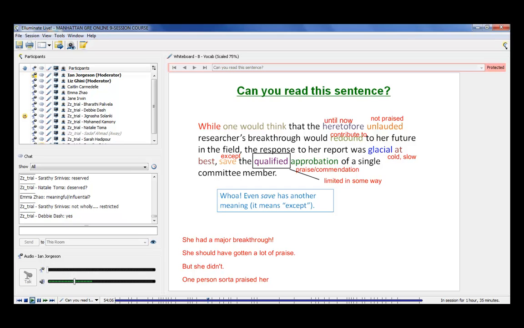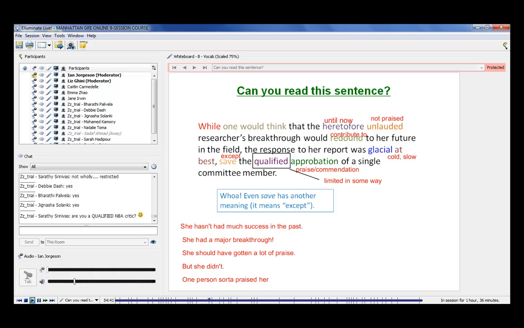And I'm actually leaving something out. She hasn't had much success in the past is the first part of the sentence. Here's a scientist that hasn't had much success in the past, but now she had a major breakthrough. She should have gotten a lot of praise. That's what we'd expect. But she didn't. She didn't get a lot of praise. But one person sort of gave her praise, right? That's what this complicated, challenging sentence means.